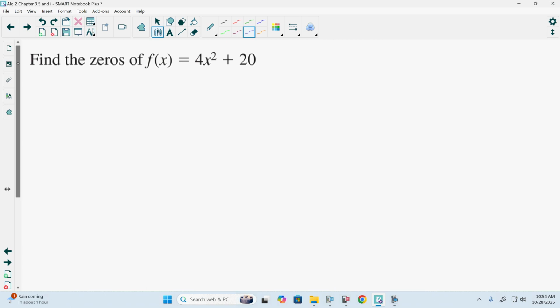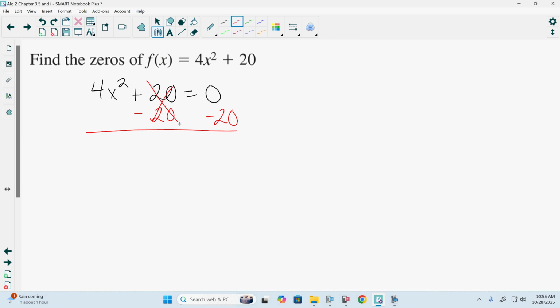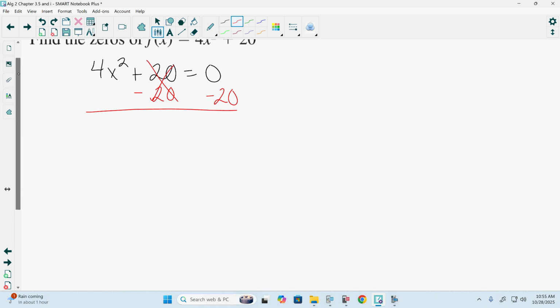So let's look at this last one here. Because if we're finding the zeros, we're trying to find out what value of x is going to make this equal 0. And as we've seen already, we could try graphing this, but unfortunately it's not going to cross the x-axis at all. And since the only variable is x squared, we can use the square root method. We can subtract 20 from both sides, telling us 4x squared is equal to negative 20.